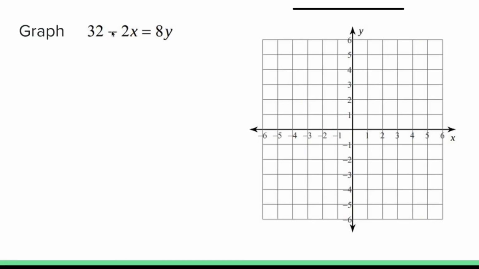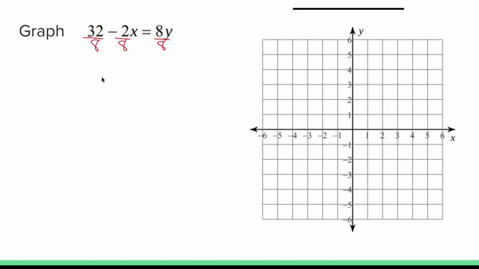Graph 32 minus 2x equals 8y. Well, y is not all by itself, so what we have to do is get y all by itself. Now, since 8 is being multiplied to y, I only have one step to do, and that's divide both sides by 8, which is everything by 8. Literally. It's a sign of a bad vocabulary.